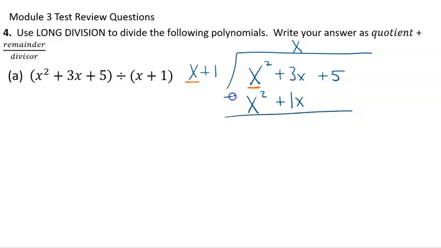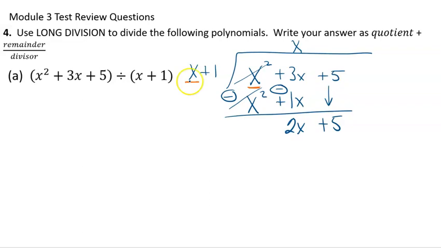The next step is you change the signs in your problem. So that's a plus x squared. I turn it into a minus. This is a plus 1x. I turn it into a minus. And I add down. X squared plus a negative x squared, those cancel out. 3x plus a negative x is 2x plus 5, and I bring down the next term in line. Then I start the process over again.